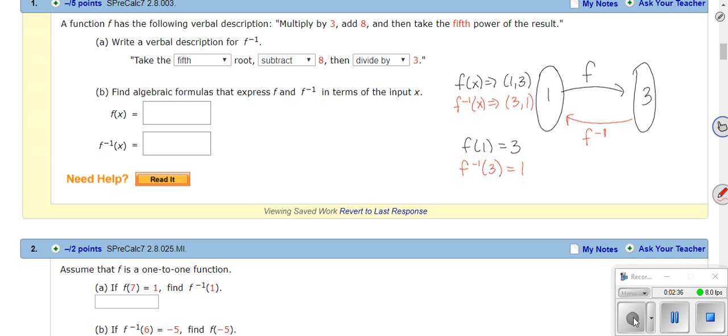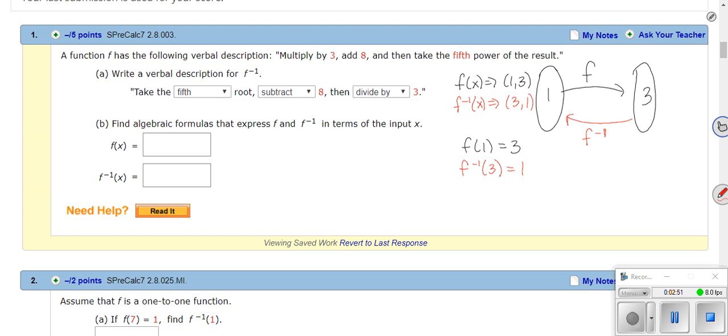Okay, so for instance here, this first question: a function f has the following verbal description: multiply by 3, add 8, and then take the 5th power of the result. It says write a verbal description for f inverse, okay? Now, when we're doing the inverse function, we're doing the opposite and it's in the reverse order, okay? So notice here that this first thing, it says multiply by 3, but over here, I've got divide by 3.